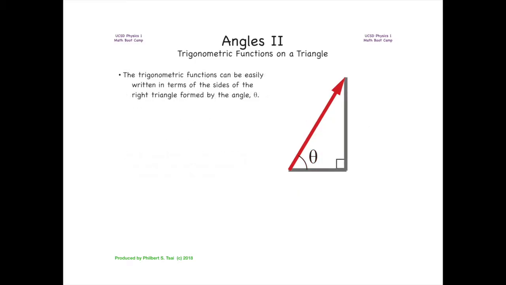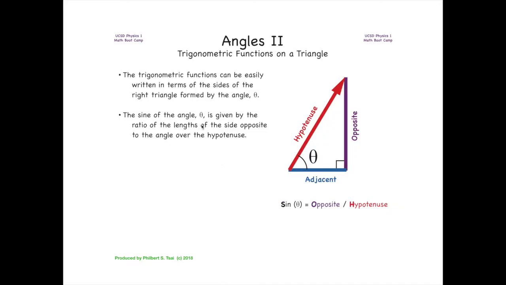From this, you can see that the trigonometric functions, sine, cosine, tangent, can be written in terms of the sides of a right triangle formed with the angle theta. We can refer to the side of the triangle that is opposite the angle, or the side of the triangle that is adjacent to the angle. And of course, the slanted side of the right triangle is called the hypotenuse.